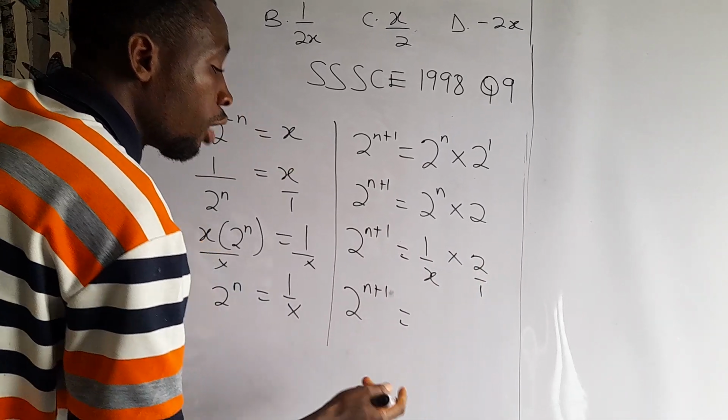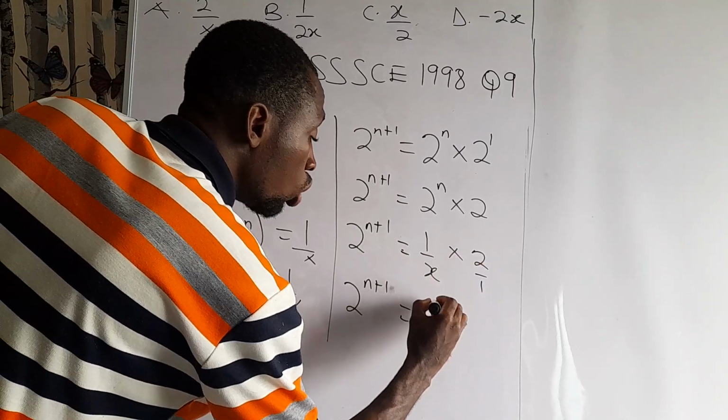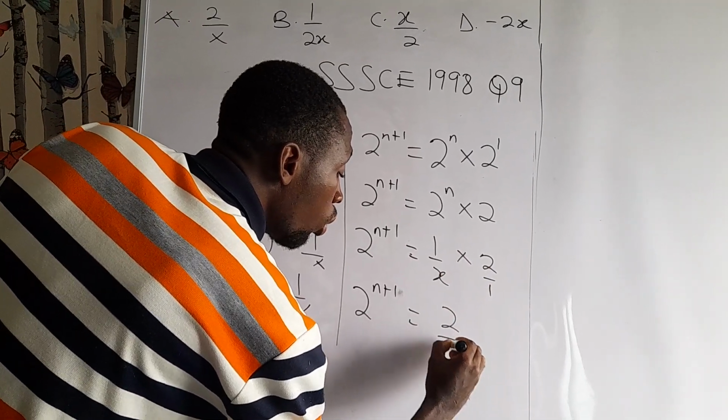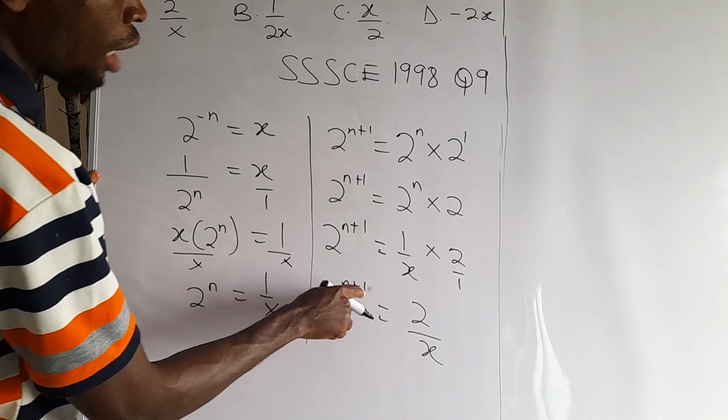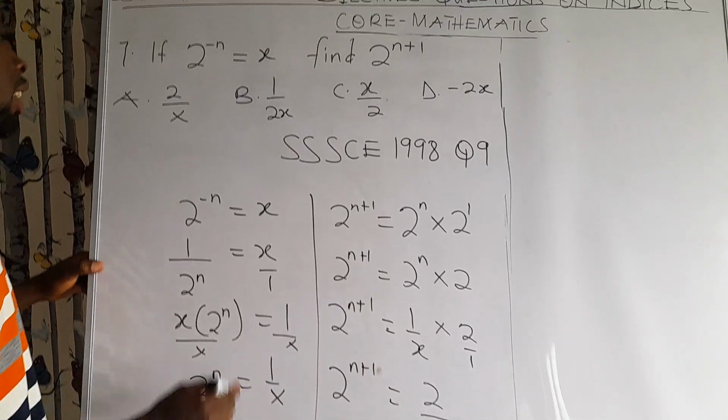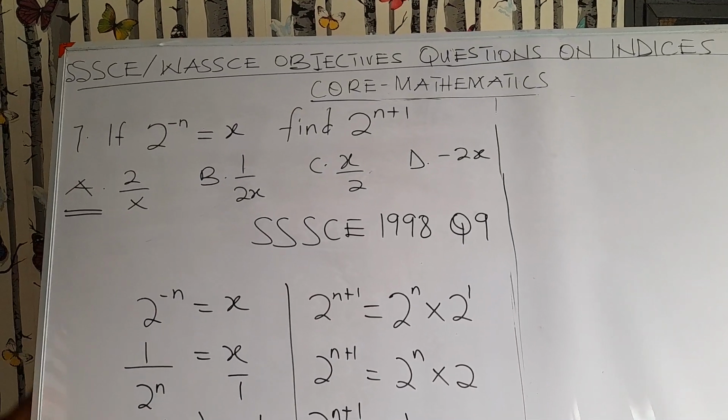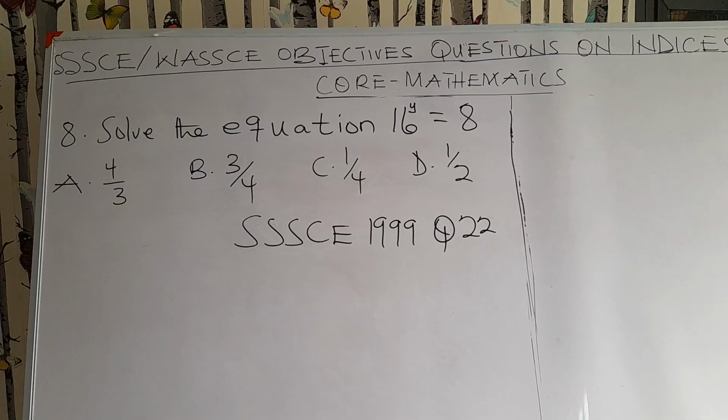So this is the same as a fraction. 1 times 2 will be 2. Then x times 1 will be x. So the answer, 2 exponent n plus 1, will be 2 over x. The answer is what? A. I hope you have it correct. So this is the next question.